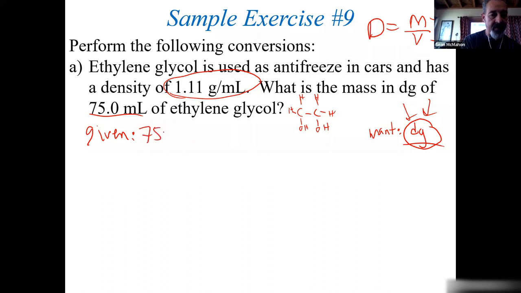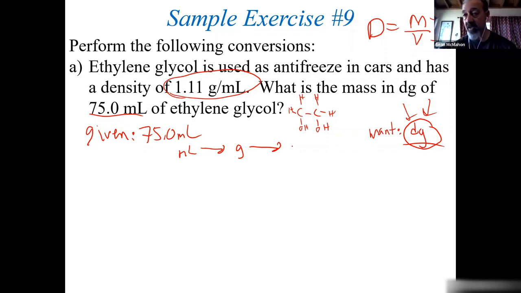I'm going to start with 75 mils. So if I start with 75 mils of ethylene glycol, what can I do? I can go from the mils of the ethylene glycol to the grams. And then from the grams, I can use the metric system because I know there's 10 decigrams in a gram, 10 years in a decade, and I can go to decigrams.